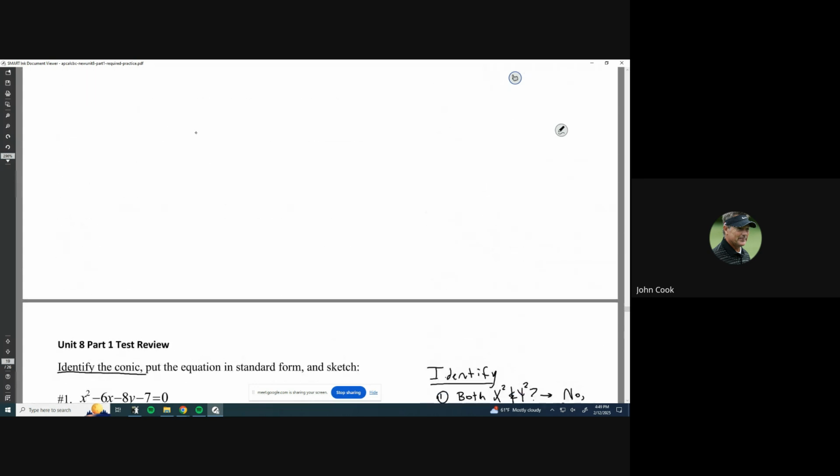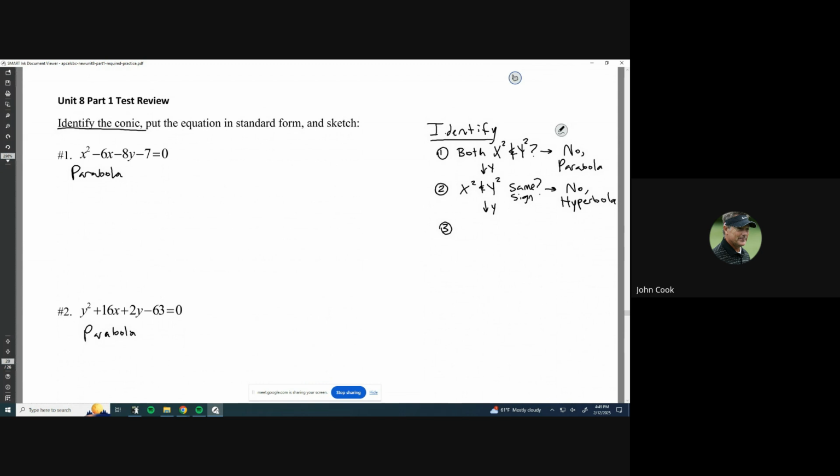And then the last question that you need to ask is as follows. So we already know that we have both an x squared and a y squared. We already know that they have the same sign. So the last question is, your x squared and y squared term, do they have the same exact coefficient? If your answer is no, then that means that you have an ellipse. If your answer is yes, then that means that you have a circle. That's it. That's the 4 different types of conic sections that we have.